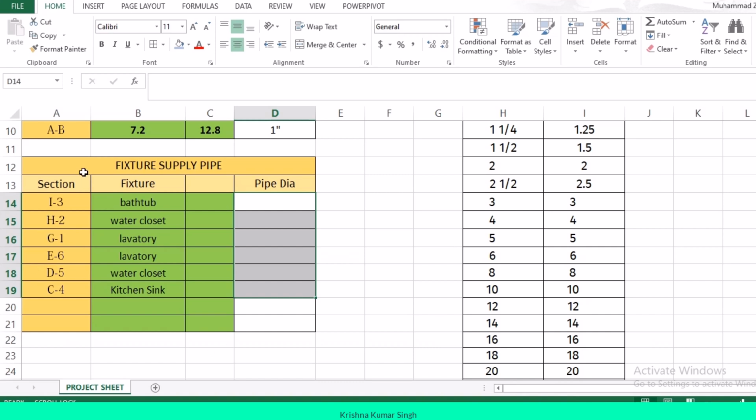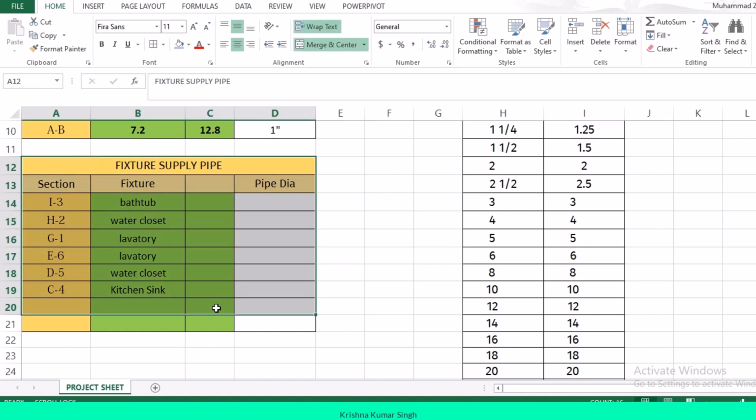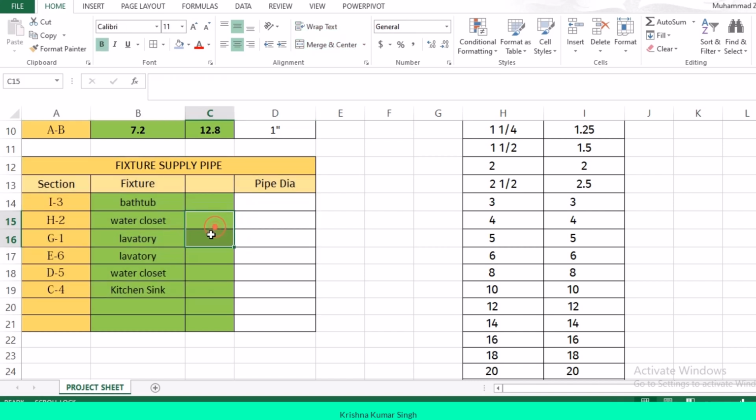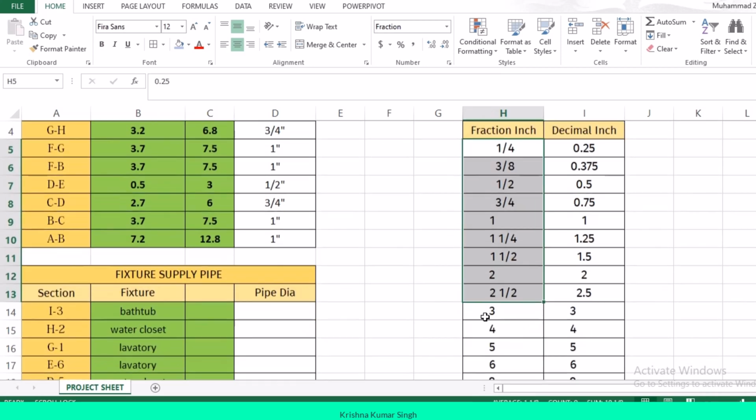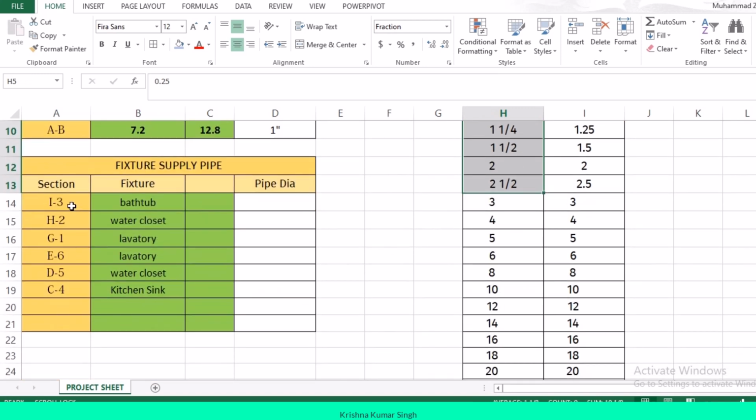So what I did, I have developed this sheet. A number of times I told you that I will provide this sheet to you, so don't worry about this. You can find this sheet in the resources section. It consists of main water distribution pipe data, standard pipe sizes which are available in the market in decimal inches and fractional inches. And now here is the section. I noted down all the sections over here.